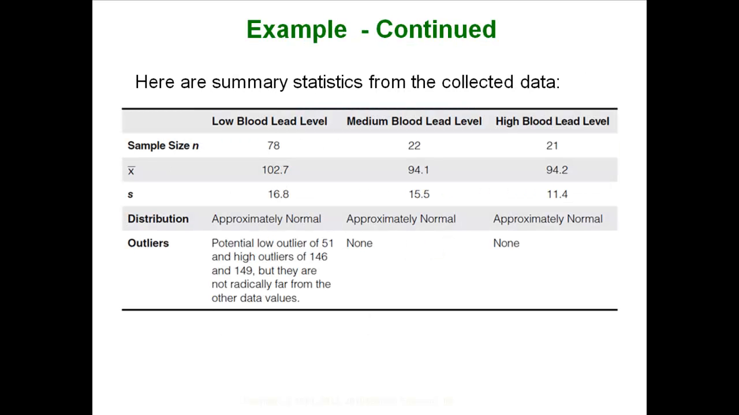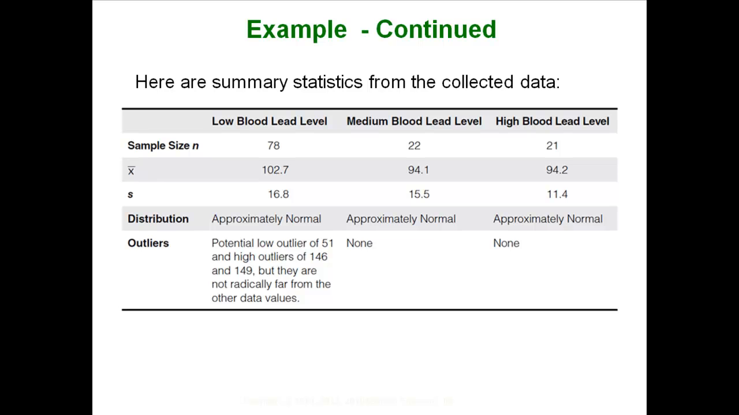Here are the summary statistics from those three sets. Basically all you're doing is running simple summary stats on each of the three samples. You get your sample size n, your x bar, which is just the mean of your sample, and then s, the standard deviation of your sample.